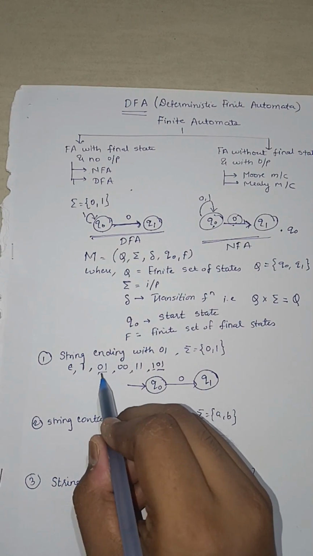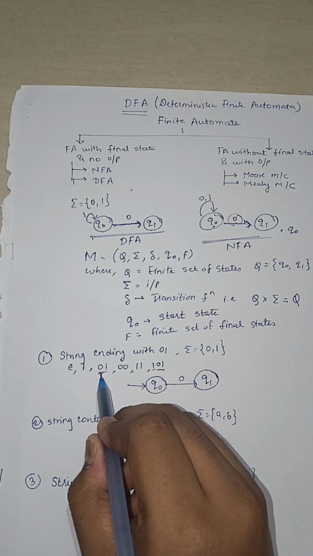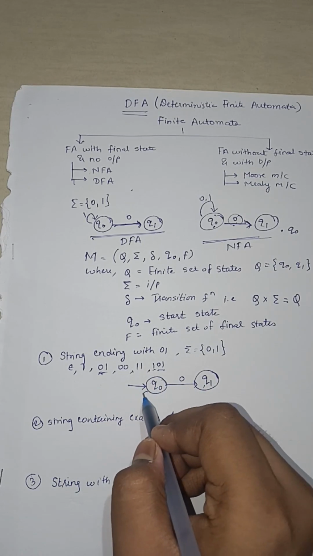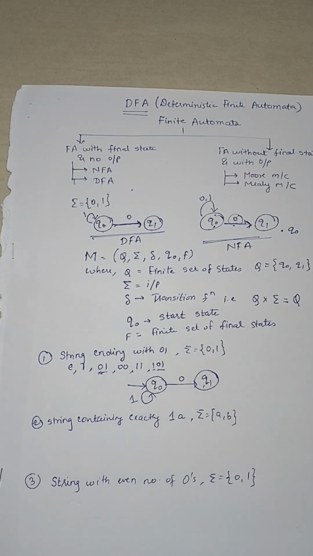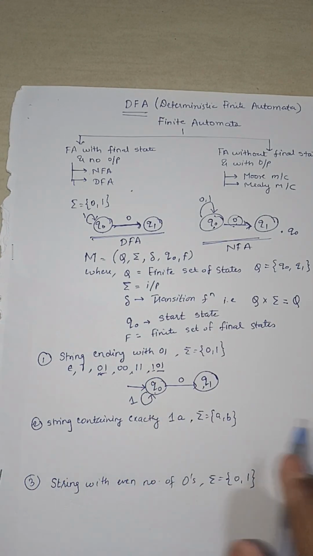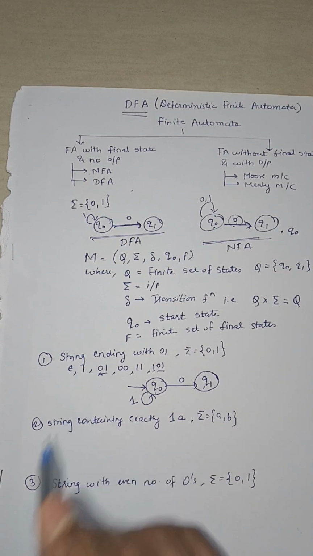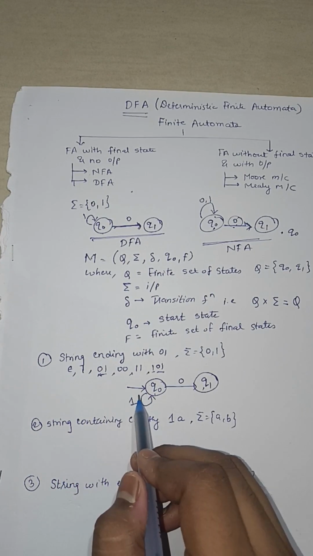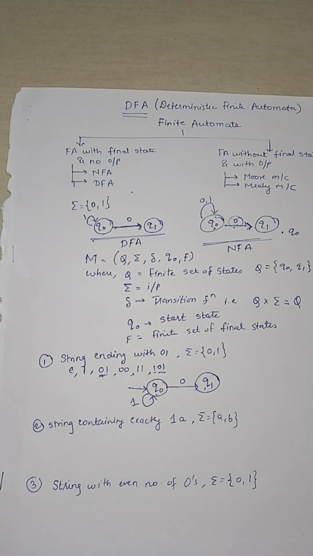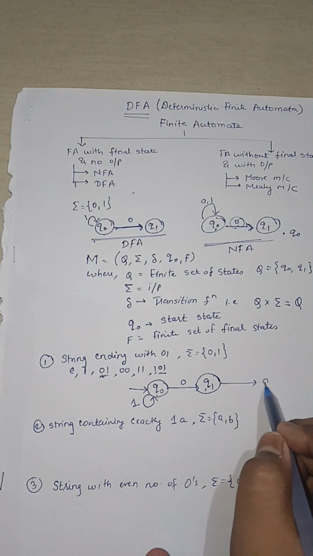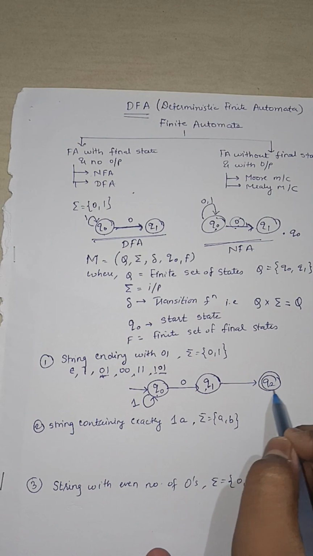Now see, if it starts with 0, it will go to q1. But if it receives 1, I want to keep it on the same state. Means for epsilon it is on the same state q0, which is not a final state. For receiving 1 as a string, it stays on the same state. If it receives 0, I go to q1. Now if q1 receives 1, I will pass it to q2, and this will be a final state.